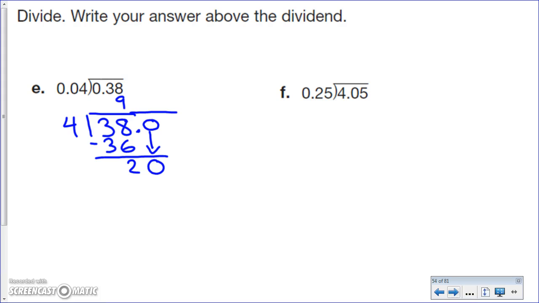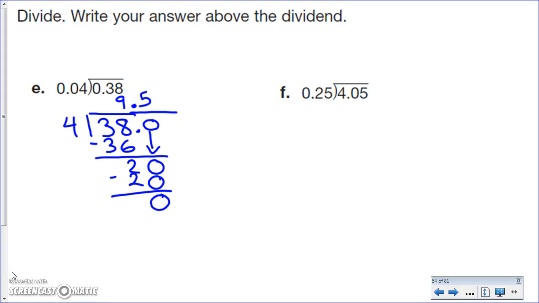Now we have 4 going into 20. It's going to go in 5 times. Now we need to remember to put our decimal in, so we're going to bring it directly up from where it is in the dividend. It's very important that as you're doing division, whether it's decimal or regular whole number, that you keep the numbers lined up directly above the place that they're attached to.